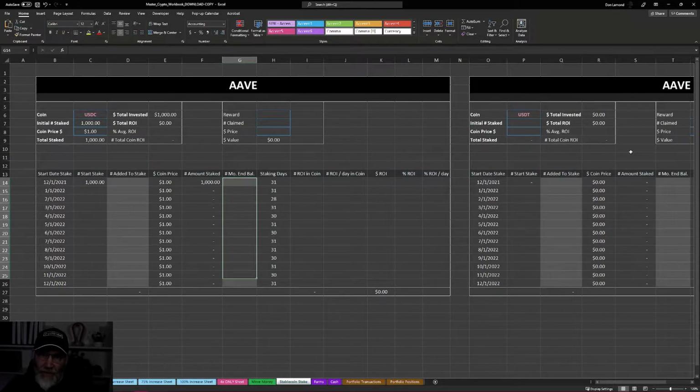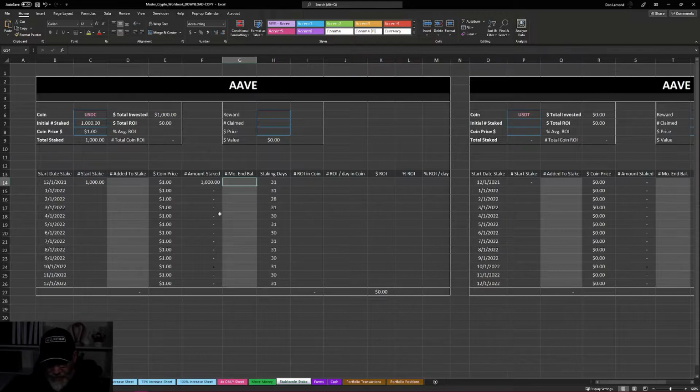It's exactly the same over here for USDT. The only difference would be whatever the program you're using tells you, which stablecoin has a higher or lower interest rate that you want to choose to invest in. That's your choice. That's why I put both of them up there. Exact same sheet.